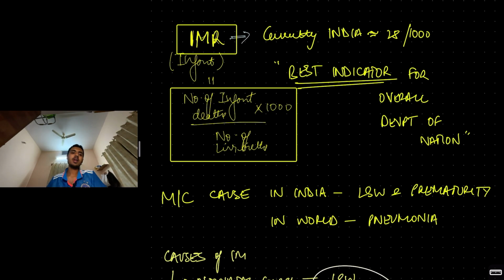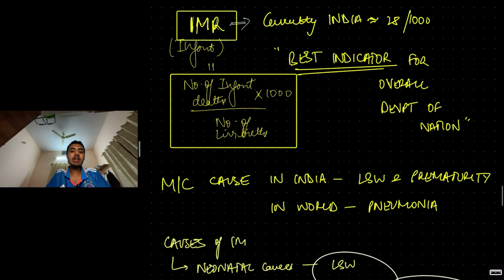Today we'll be covering everything regarding infant mortality and early neonatal care. So infant mortality rate is the number of infant deaths, that is, the number of deaths within the age of 1 year, divided by the number of live births in a given year, into 1000. The current value in India for infant mortality rate is about 28. It is the best indicator for overall development of the nation.